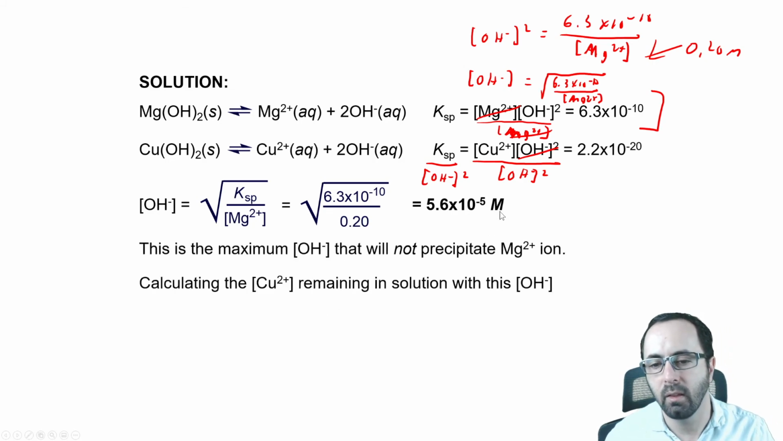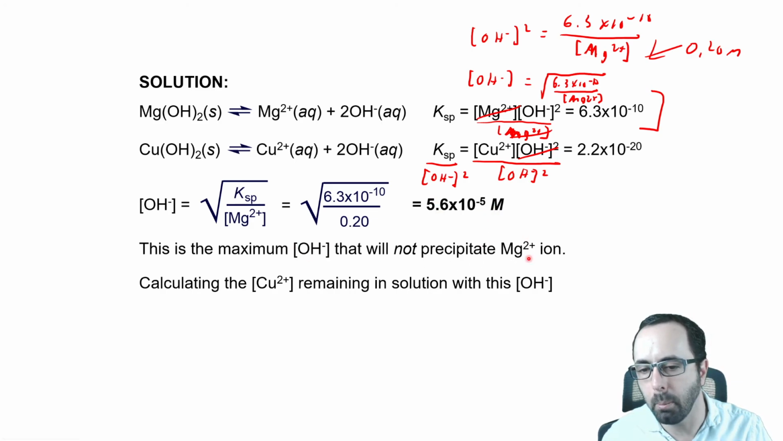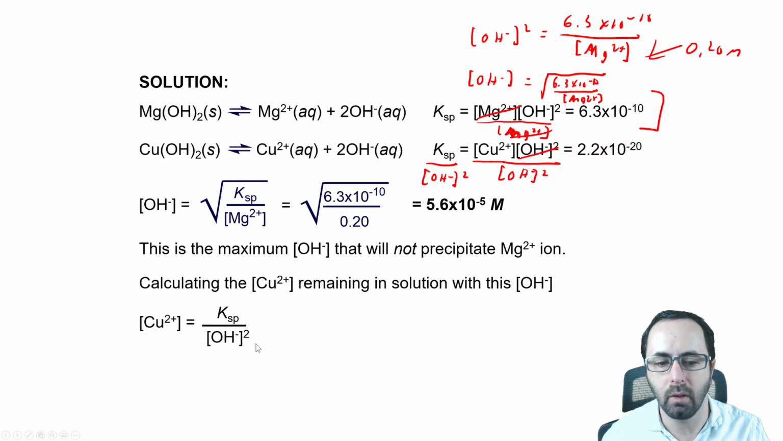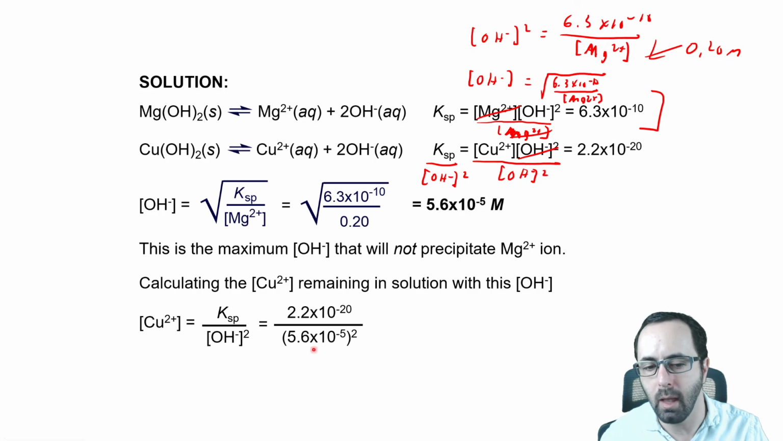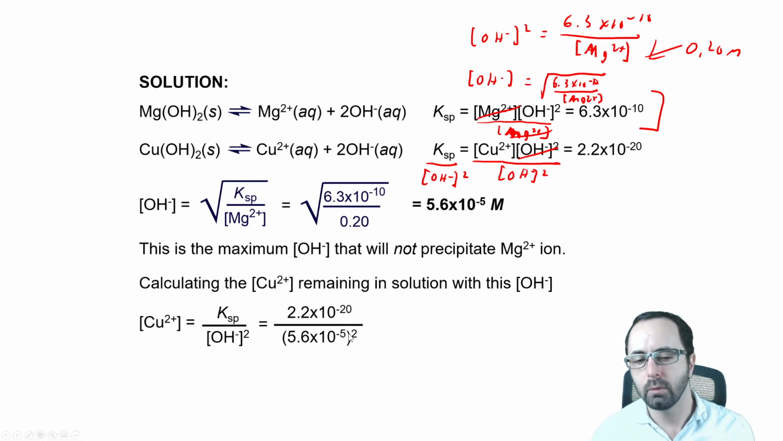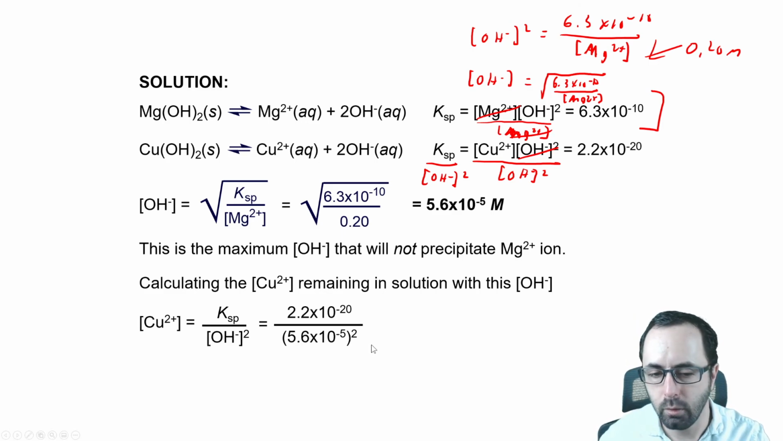So this is the maximum amount of hydroxide that will not precipitate magnesium. Let's calculate the copper 2 concentration remaining with this much hydroxide. Again, the copper 2 concentration will be the Ksp over the hydroxide concentration squared. The Ksp is 2.2 times 10 to the minus 20, and the hydroxide concentration is the amount we added, 5.6 times 10 to the minus 5. Let's see how much copper was left in solution.